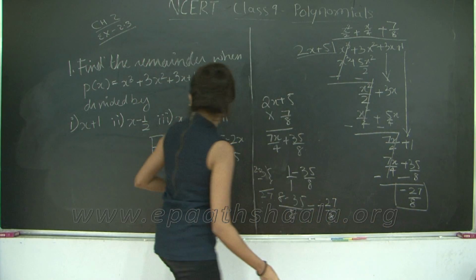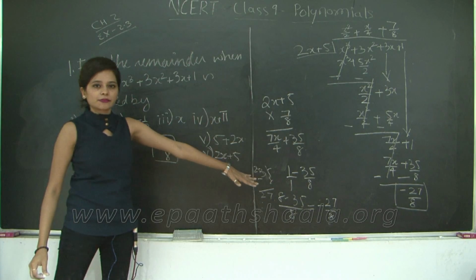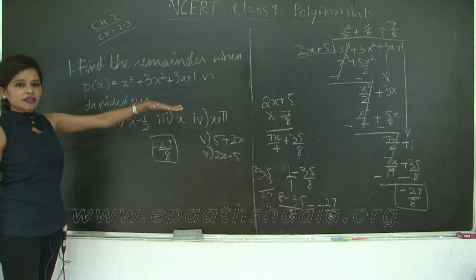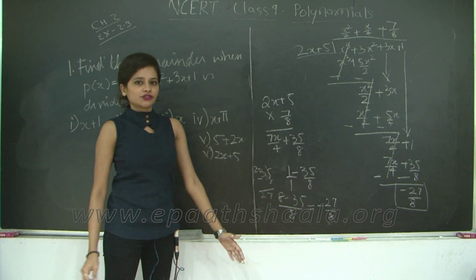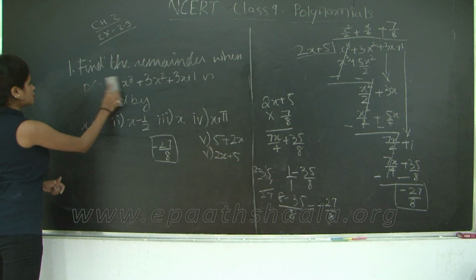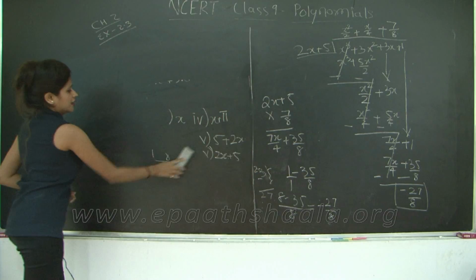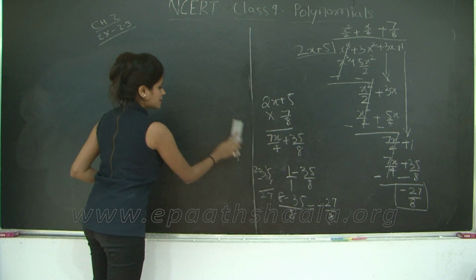Let's compare the remainders. Yes, we have minus 27 upon 8 as the remainder in both cases, using the remainder theorem as well as using the long division method. So with this we wind up section 1. It was a pretty long section of exercise 2.3. We will continue with the rest of the exercise in the next class.